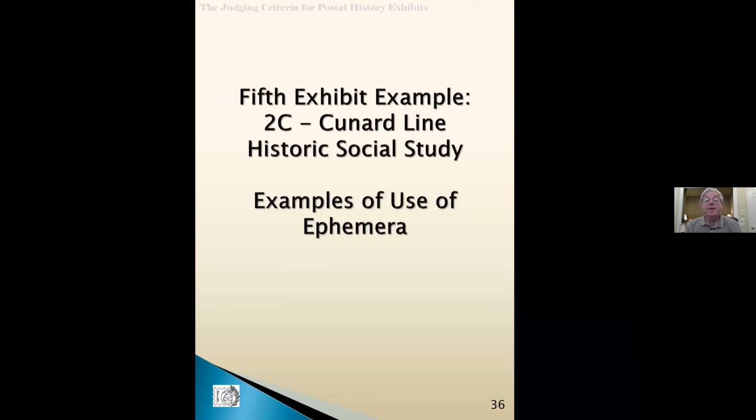The 5th example, the final example, is the Cunard line. It's a 2C exhibit, historical and social study. We're going to show a number of pages, examples with ephemera. We've picked out the ephemera just to emphasize the use of ephemera in this case.